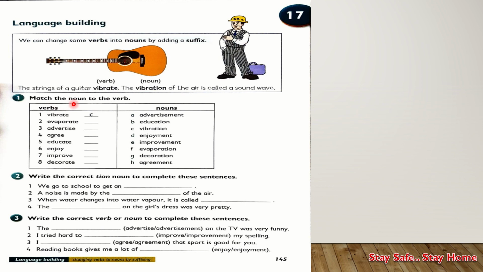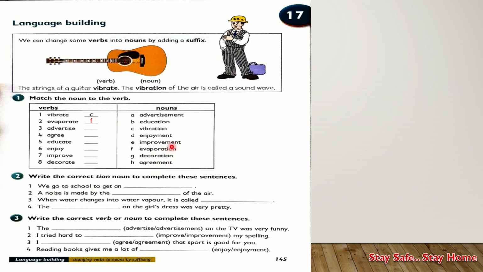Number one, match the noun to the verb. Vibrate. It goes with C, vibration. Number two, evaporate. It goes with F, evaporation, and you write the letter here. So you continue. Advertise. It goes with advertisement, right? Exercise number two, write the correct noun to complete these sentences. Where do I get the nouns? From the noun column here, the ones that end with T-I-O-N.